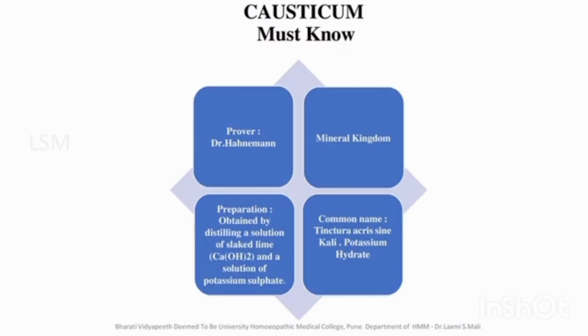Causticum is proved by Dr. Hahnemann. It belongs to the mineral kingdom. It is obtained by distilling a solution of slaked lime, CaOH2, and a solution of potassium sulfate. Common name is Tinctura acris sine Kali, potassium hydrate.